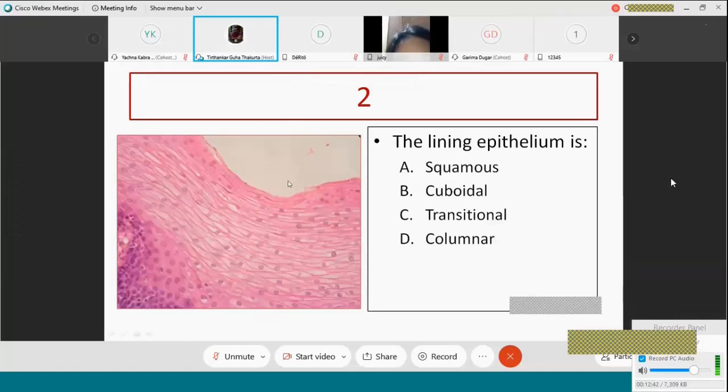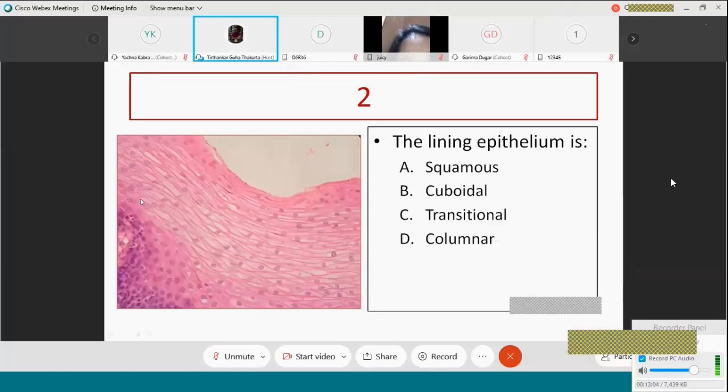Something that you get on those parts of the body which have to withstand a lot of friction. So it's present on the skin, it's present in the esophagus. So these are the areas where you get stratified squamous epithelium. Also, there is a peculiarity of this epithelium. You can see below there are slightly rounded cells. These are the basal cells.